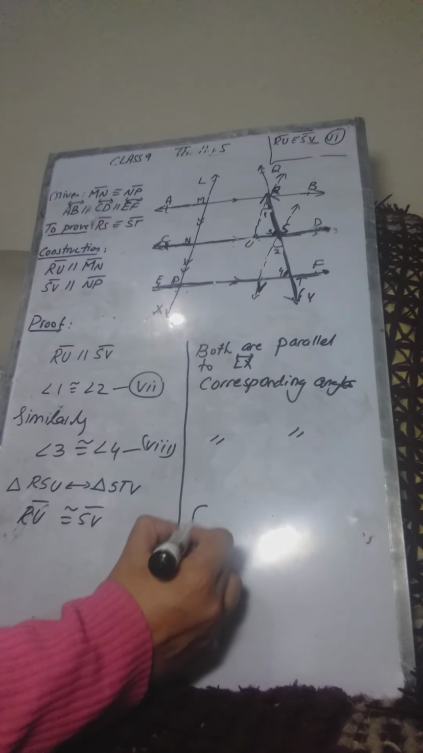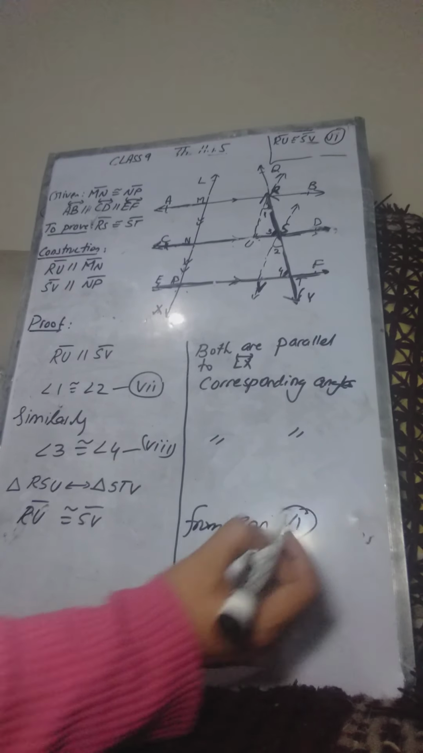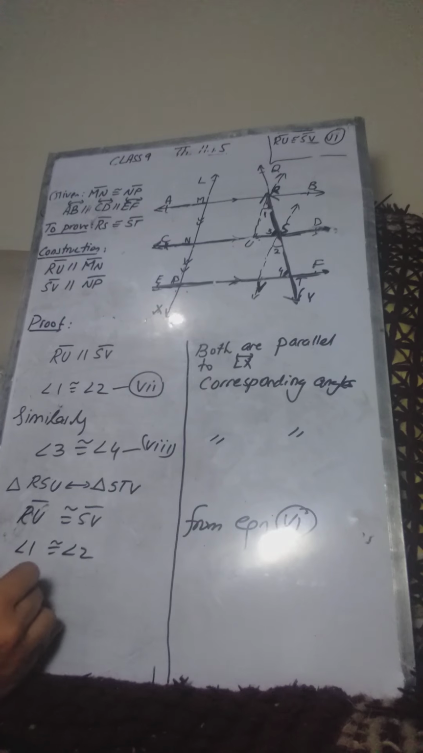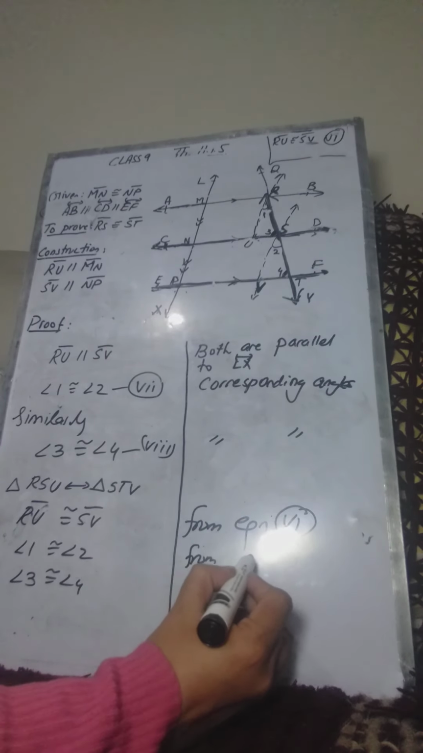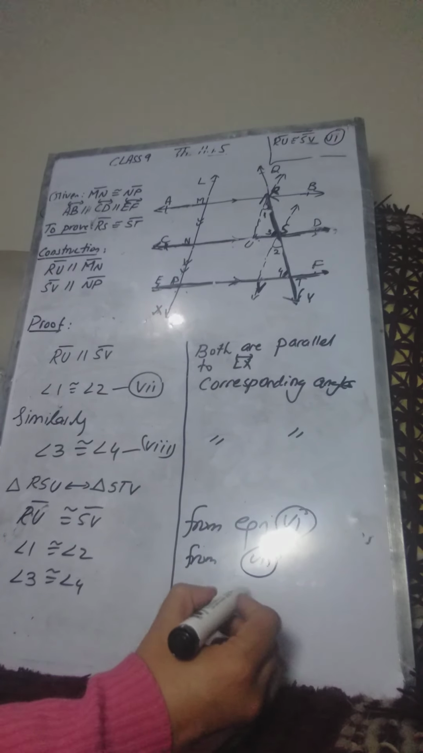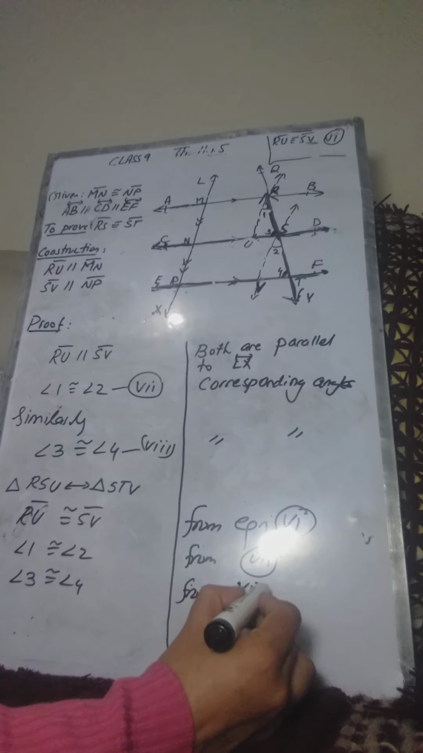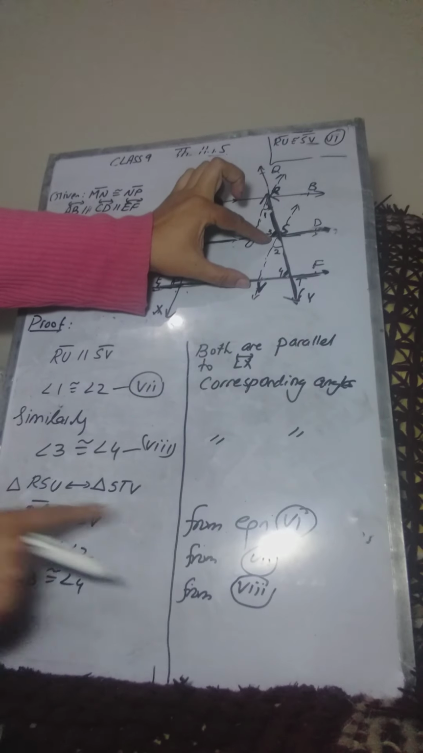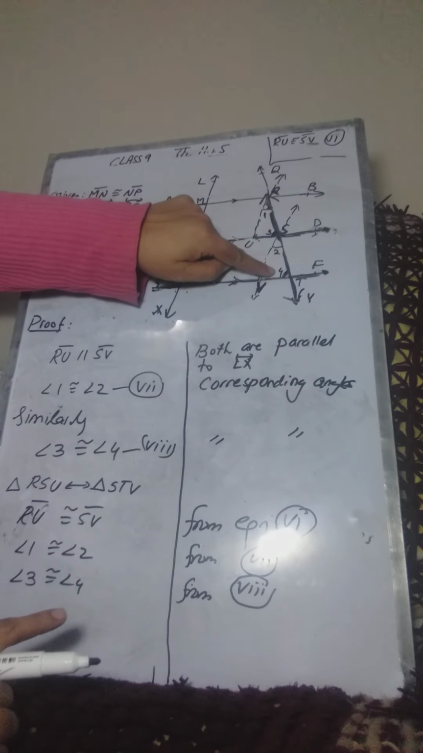This we have proved from equation 6, RU is congruent to SV. Also we have proved that angle 1 is congruent to angle 2 and angle 3 is congruent to angle 4. This was from equations 7 and 8. So now you have RU congruent to SV from equation 6, and angle 1 congruent to angle 2, angle 3 congruent to angle 4.